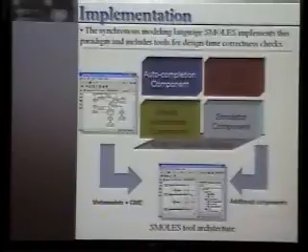And there's a simulator. So I don't know, how much time should I?